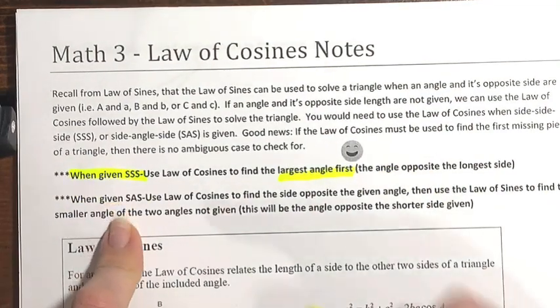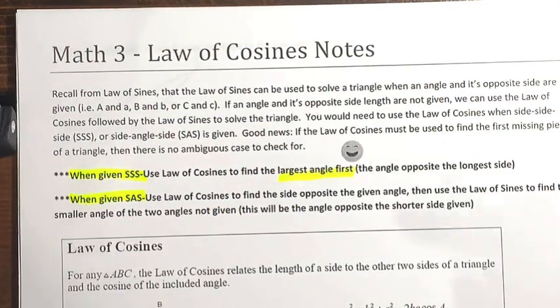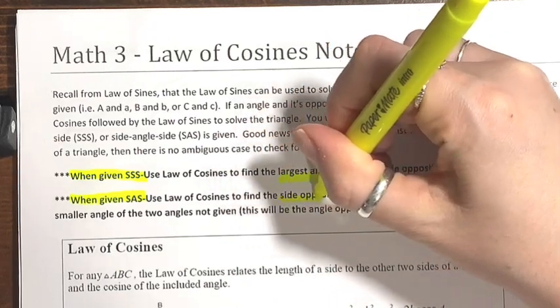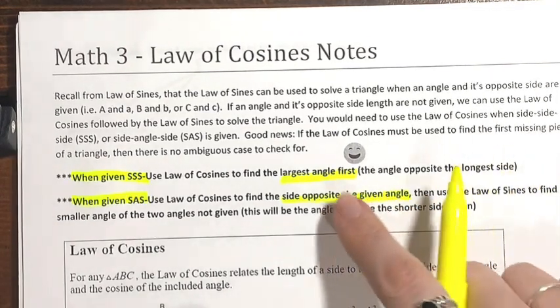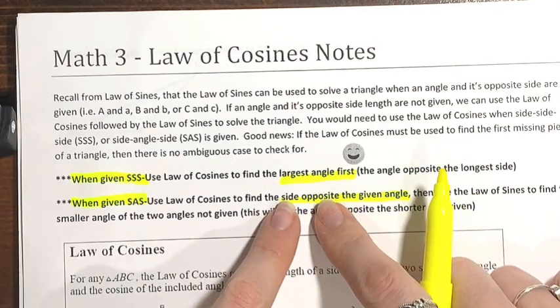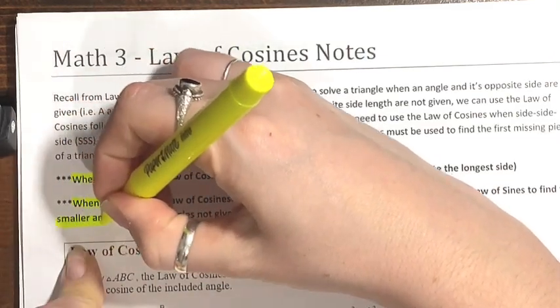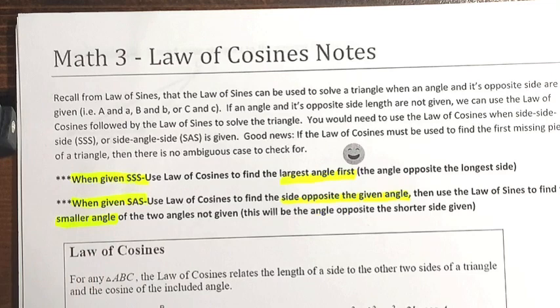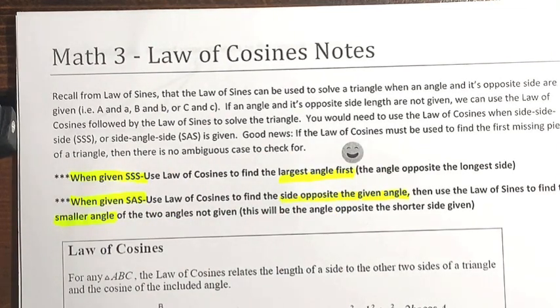But when you have a side angle side triangle, you're going to use law of cosines to find the side opposite the given angle. And then once you do that, you don't need to use law of cosines again. You're just going to use law of sines, since you'll have an angle and side pair once you do this. So then you can use law of sines to find the smaller angle. We have to go in order here of the 2 angles given. So just be careful that you're following the order of how to find the sides and angles, depending on if you have a side, side, side, or a side angle side.